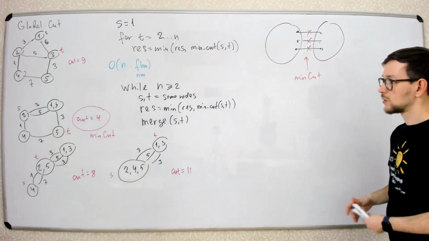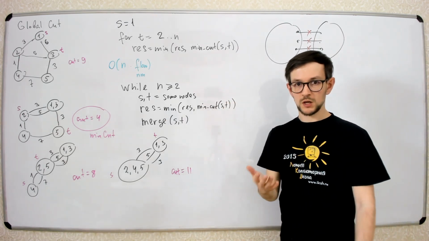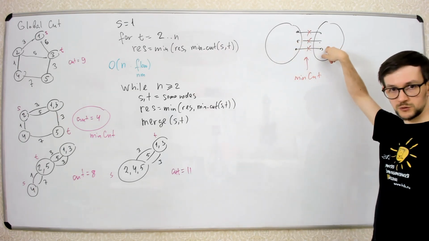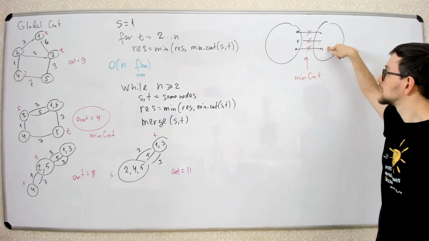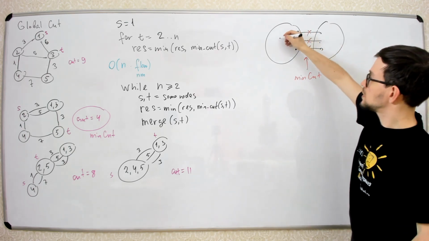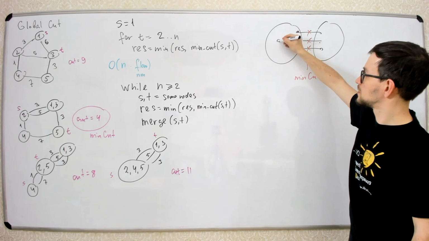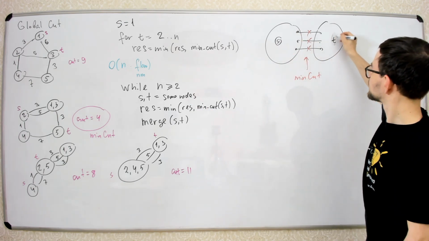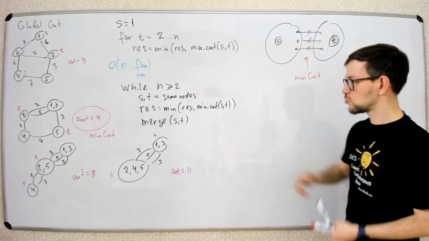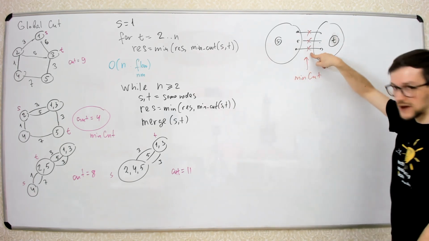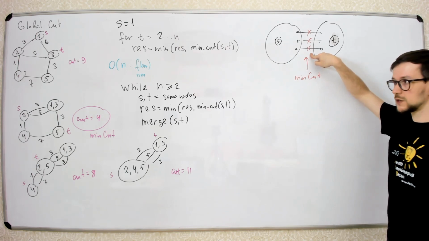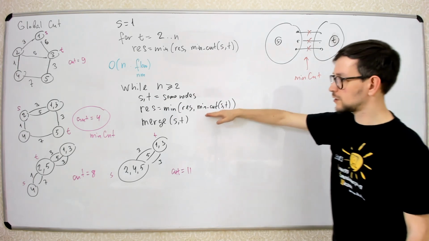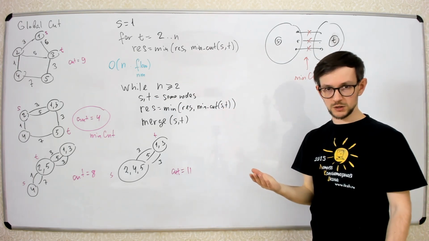Now, if you pick two random nodes, they may belong to the same connected component or to different connected components. If they belong to different components, so if you pick two random nodes and one of them is here, one of them is here, then you will find the minimal cut and you will just find your result. So if you picked two nodes from different components, then here you will just find the minimal global cut.